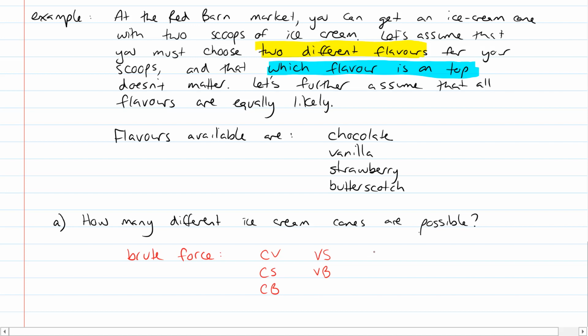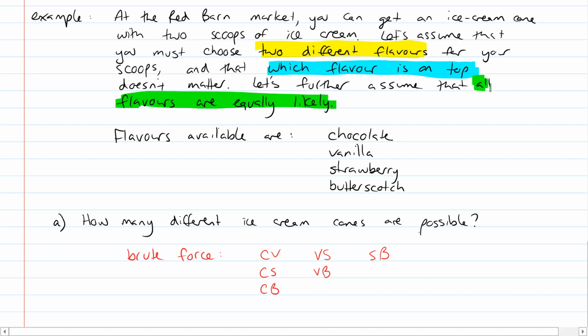And then when we get to strawberry, we've already listed strawberry and chocolate. We've already listed strawberry and vanilla. We can't have strawberry and strawberry, so strawberry butterscotch is the only one remaining. And if we take a look at butterscotch, we've already listed all of those, and so here are our 6 possibilities.